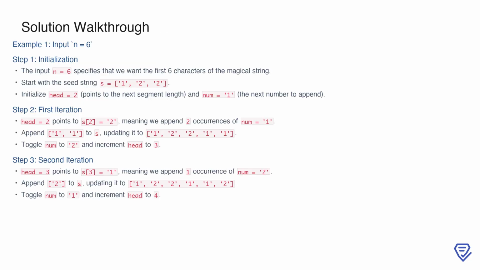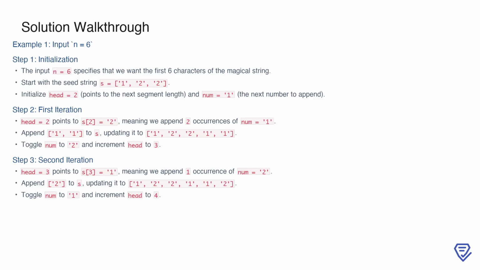To solve the problem, we first look at the example where the input n is 6. The goal here is to generate the first 6 characters of the magical string. We begin by initializing the seed string s as 1, 2, 2. This seed serves as the foundation for the sequence. Next, we set head to 2, which corresponds to the index in the string that determines how many of the next number to append. We also initialize number to 1, which represents the number we will add to the sequence.